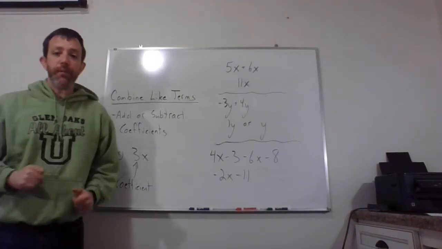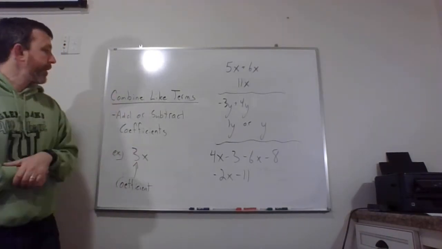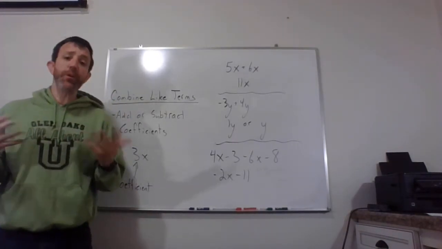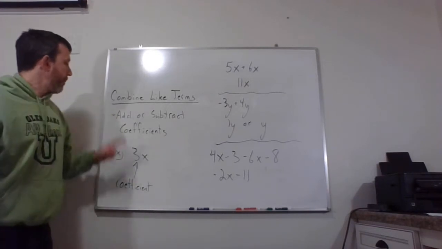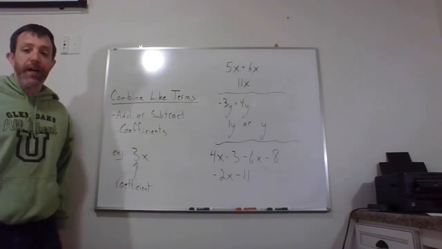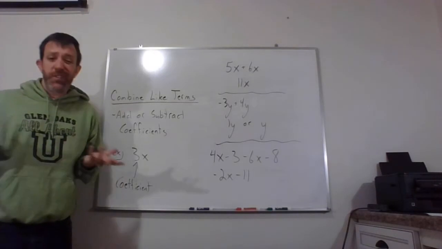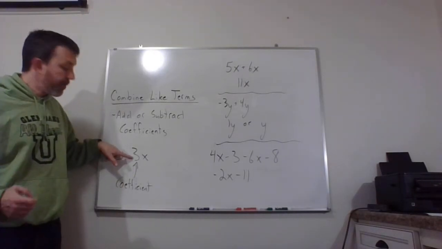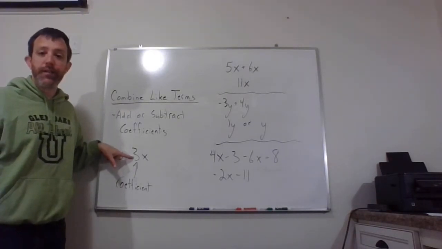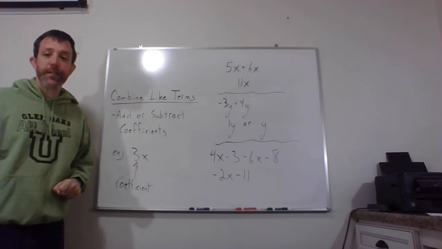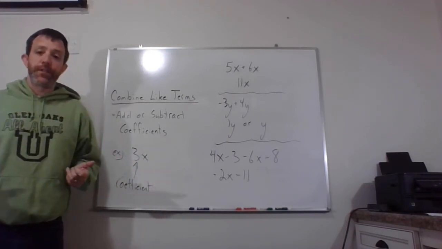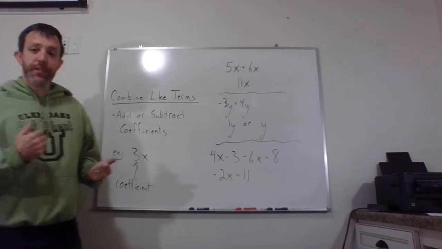All right, so here we have a board where we're going to look at combining like terms. Basically, we're going to add or subtract them. To do that, we're going to add or subtract what are called coefficients. What's a coefficient? It's just the number in front of the letter. Okay, so here I have the term 3x. The 3 is the coefficient. X is the variable, 3 is the coefficient.